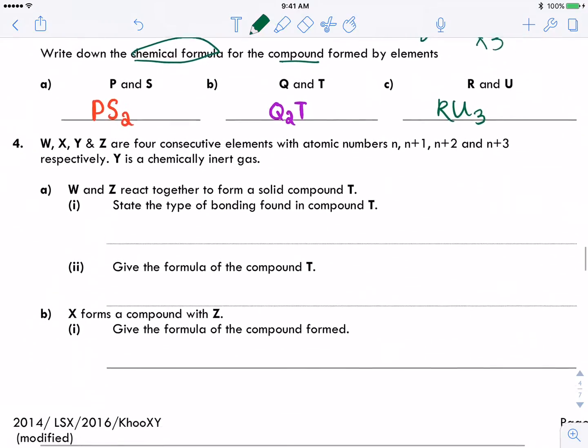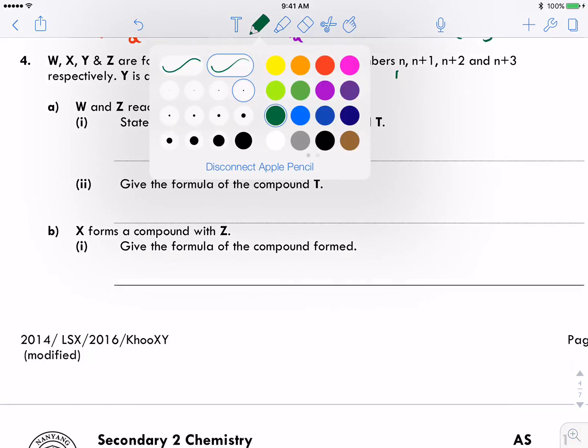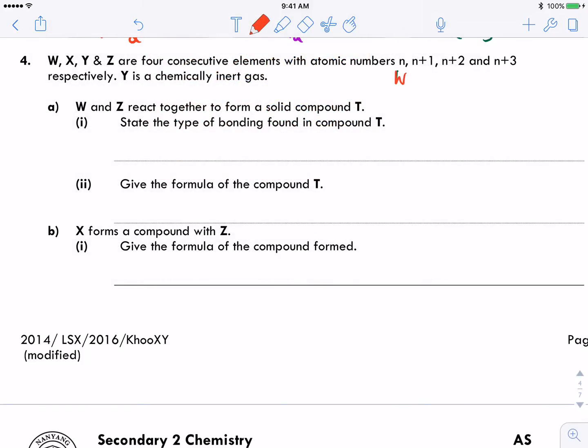Okay. Now, question 4. Question 4, some of you, I think you don't understand what this question is asking. W, X, Y, Z are 4 consecutive elements with atomic number n, n plus 1, n plus 2, and n plus 3 respectively. So they have consecutive increasing proton number. Okay, Y is a chemically inert gas. So Y is a gas, so this is, let me change the color. N is W, X, Y, and Z. This is a noble gas.